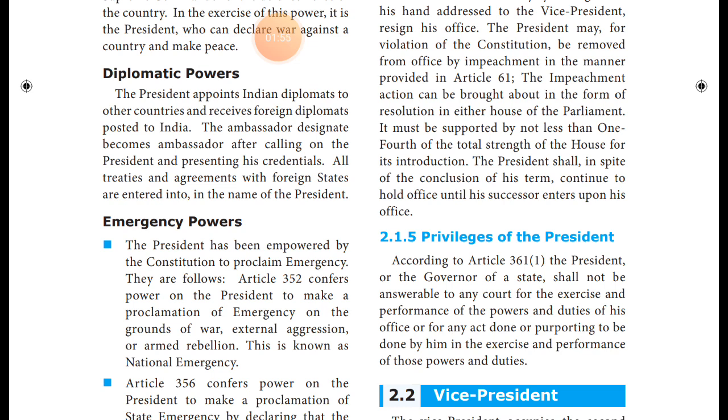The next, what are the privileges? I already explained. Privileges mean relaxations, benefits for the President. He is not answerable to any court because he is in the highest position. He is the first citizen of India. These are the privileges of the President.